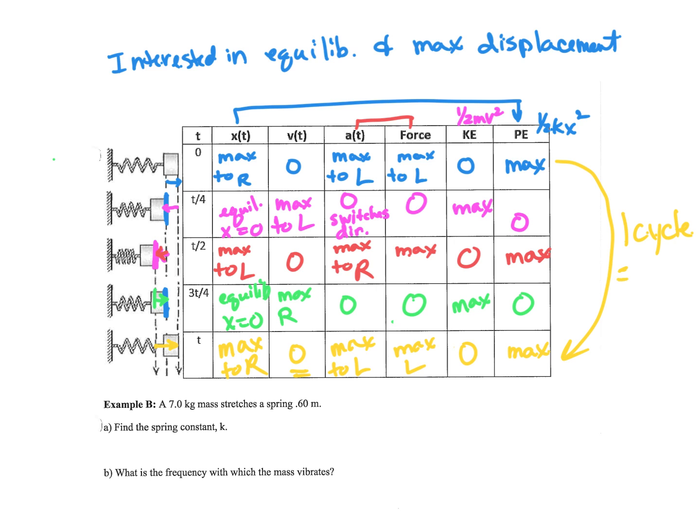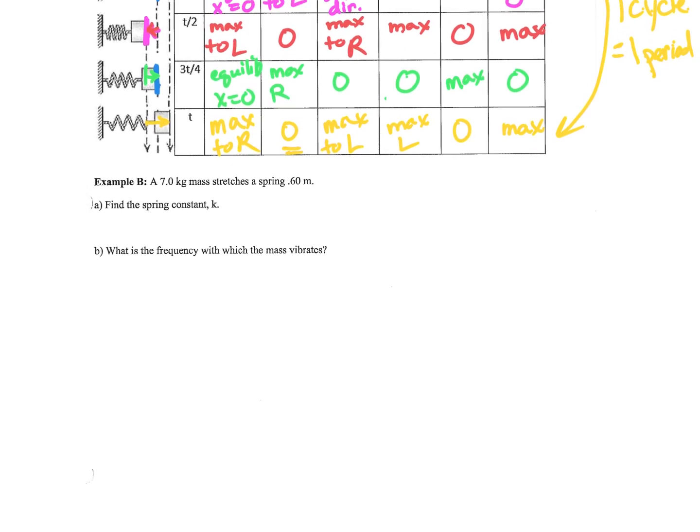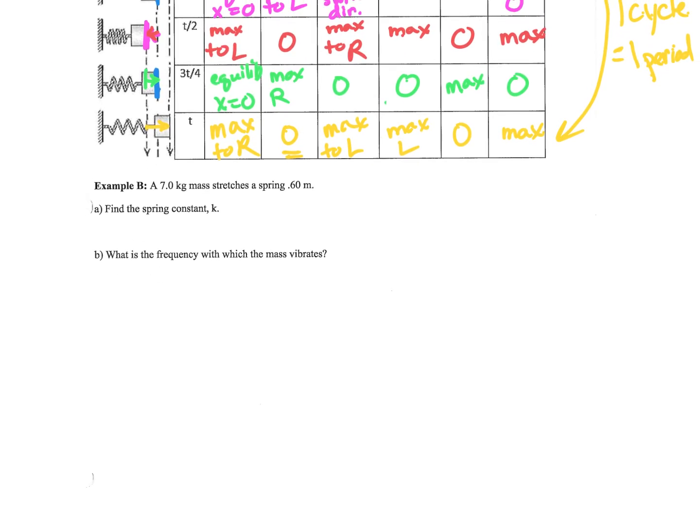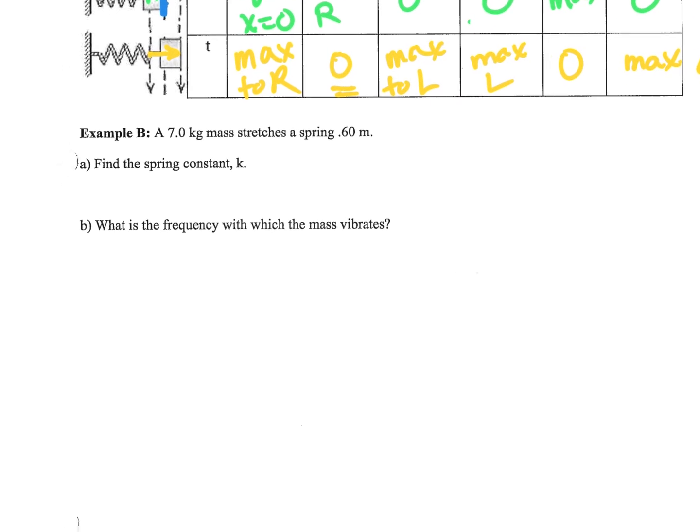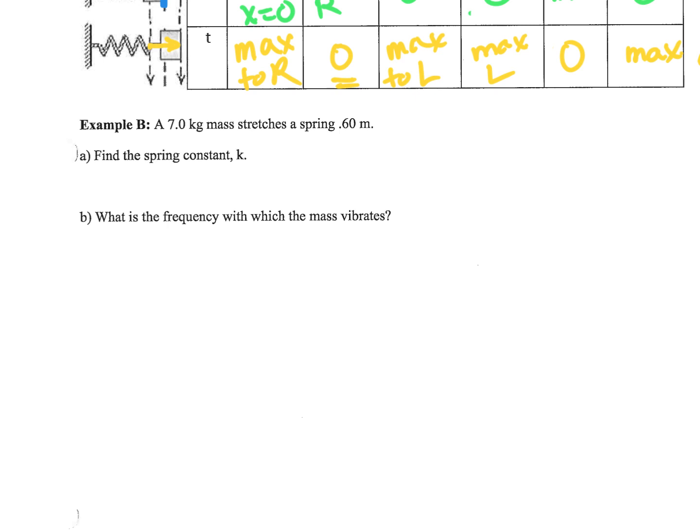So now let's look at some examples. We have a 7 kilogram mass stretching a spring by 0.60 meters. What do we know? We need to find the spring constant. If it asks you to find the spring constant, you are looking for a force, aren't you? Because F equals negative kx.